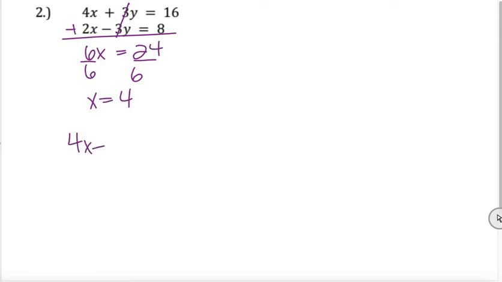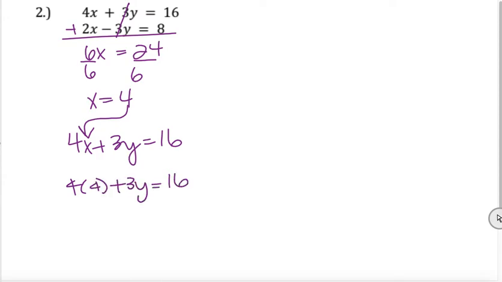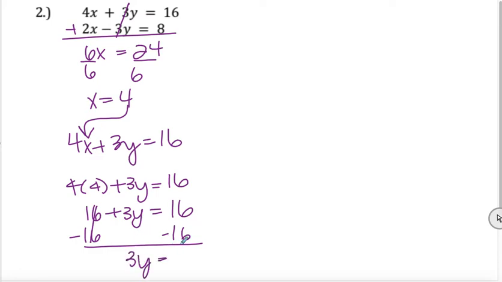So 4x plus 3y equals 16, and I need to plug in 4 for this x. So that leaves me with 4 times 4 plus 3y equals 16. So now I need to subtract 16, trying to get y by itself, so I'm going to subtract 16 from both sides. 16 minus 16 is 0.